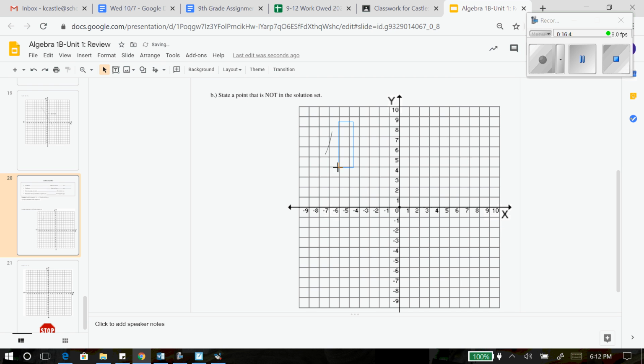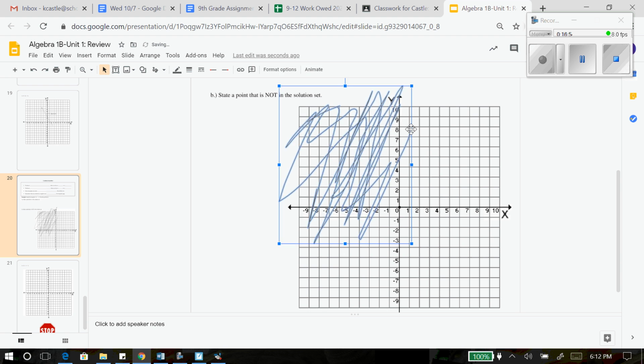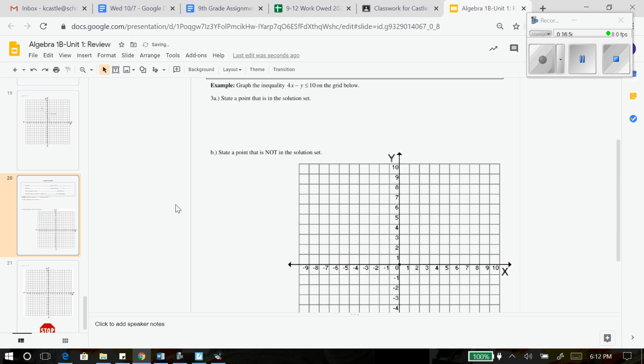Scribble? Oh, Scribble might work. Let's see if that works. Kind of learning with you guys here. Oh, look at that. Scribble works. Okay, so let's graph the line together then.